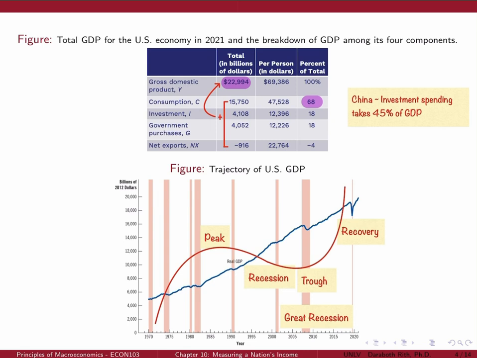In analyzing historical GDP data, we observe cycles of expansion and recession in the US GDP trajectory. Notable examples include the Great Recession, which happened in 2008 to 2009, and COVID-19, which happened in 2019 to 2021. These cycles consist of peaks, recessions, troughs, and recoveries, collectively known as the business cycle.